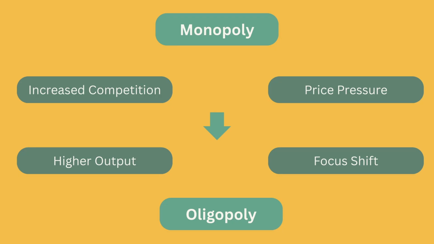The third is higher output. The total market output will increase, and the deadweight loss will shrink. The fourth is focus shift. Competition will intensify in non-price factors like yield rates, customized devices, and supply chain reliability.